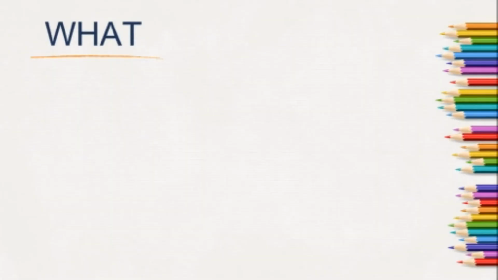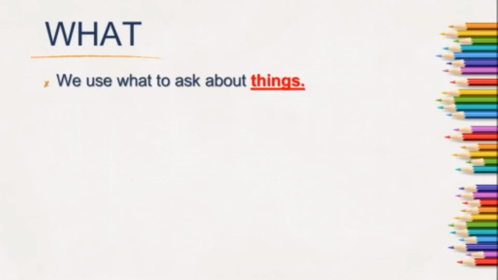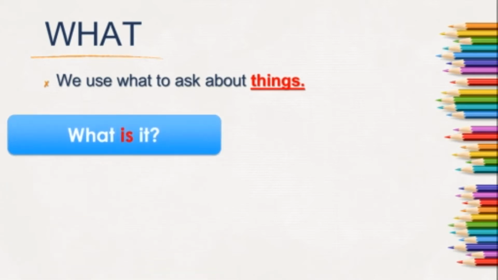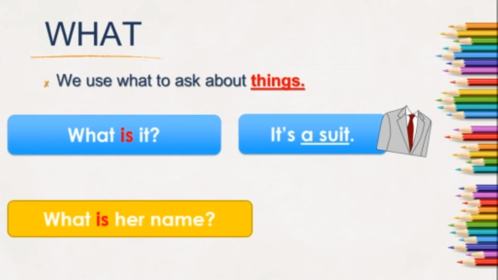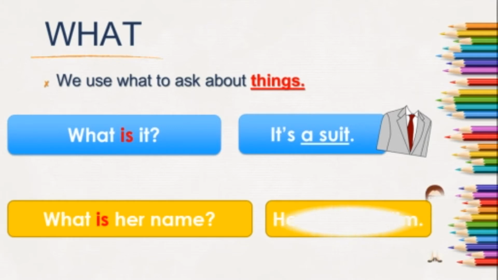So we're going to start with what. We use what, as I said before, to ask about things. What is it? It's a suit. What is her name? Her name's Kim. In this kind of questions, we are using the verb be as example. What is it? Is. The structure followed is the same structure we use with the verb be as questions. First is the verb be and then is the subject. What is her name? Her name's Kim.